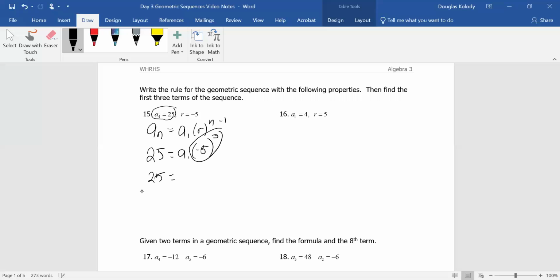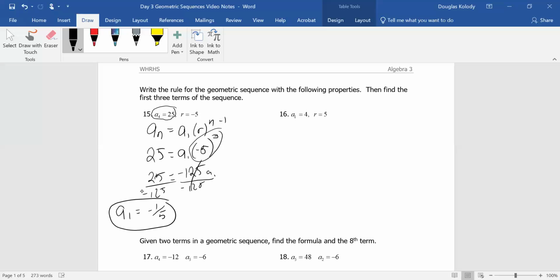All right, so 25 equals, let's see here. What is negative 5 to the third? It's negative 125 times a sub 1. Let's divide by negative 125. And I get a sub 1 equals 25 over negative 125, which I believe is negative 1/5. Whew. That was a tough one right there. Gee, so wait, we're not even done yet.